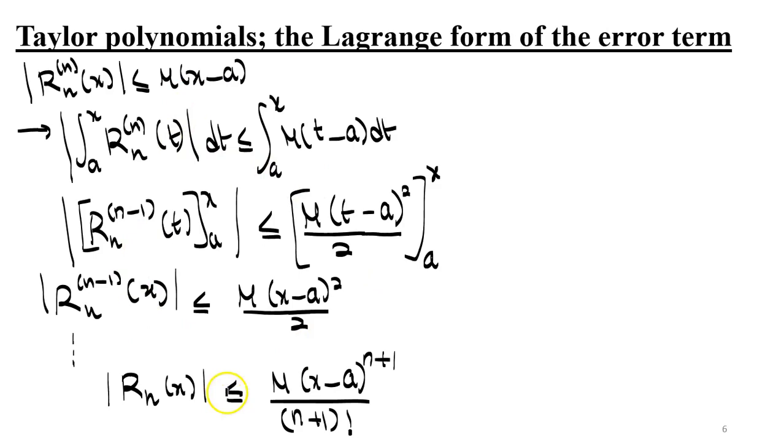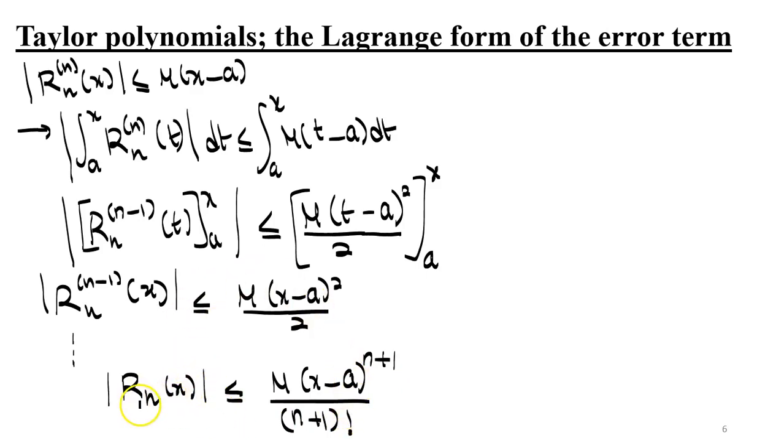Now over here, just to make sense of the factorial at the denominator: when you integrate again, you would have a cubed over 3. So that would leave you with 2 times 3, which is 3 factorial. Integrate again, that would give x minus a to the power of 4 divided by 2 times 3 times 4, which is 4 factorial. So integrating up to the term to the power of n plus 1, that would leave you with n plus 1 factorial at the denominator.